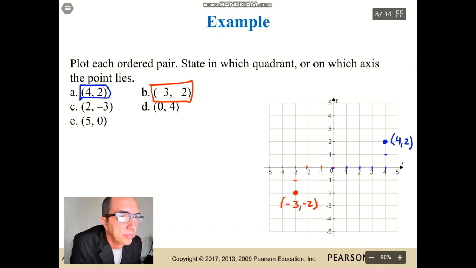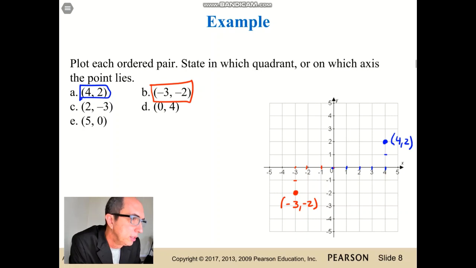Another one, 2 and -3. From the origin move 2 to the right, 1, 2, and -3 is 3 down, 1, 2, 3. This is the point associated with 2 and -3.